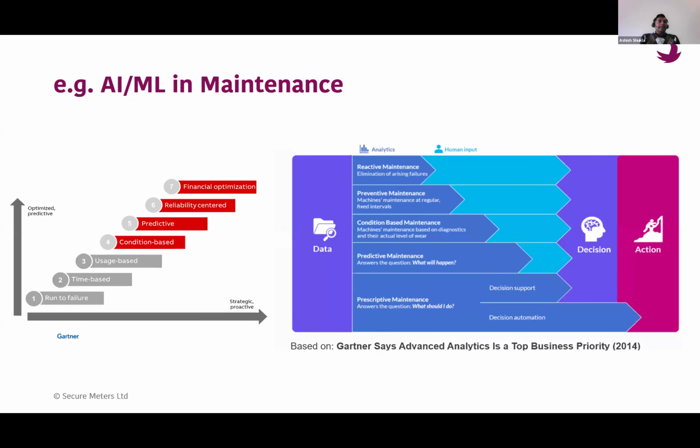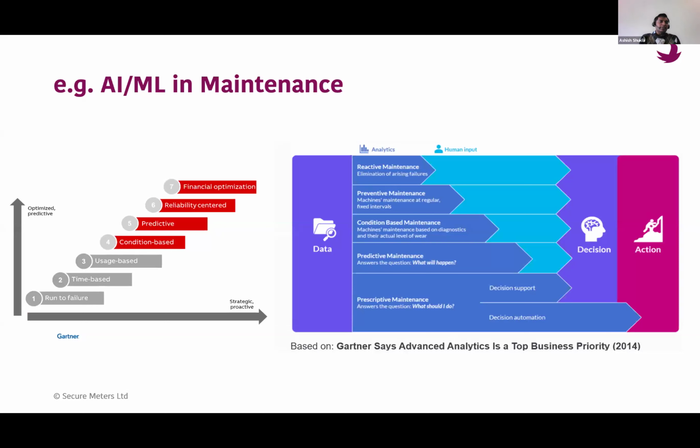Now AI/ML, another topic. This one I explained to you in very simple terms. I think I gave the example of the vehicle which we drive, whether it's a two-wheeler or a four-wheeler. You have to go for maintenance, time-based or usage-based. You can read 1, 2, 3, 4, 5 how you go up in your maintenance maturity model.